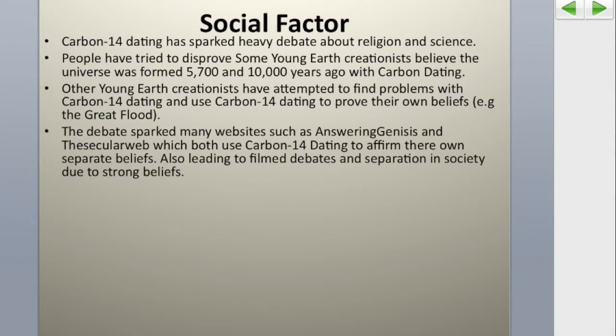The debate sparked many websites such as Answers in Genesis and the Secular Web, which both use carbon-14 dating to affirm their own separate beliefs, also leading to film debates and separation in society due to strong beliefs.